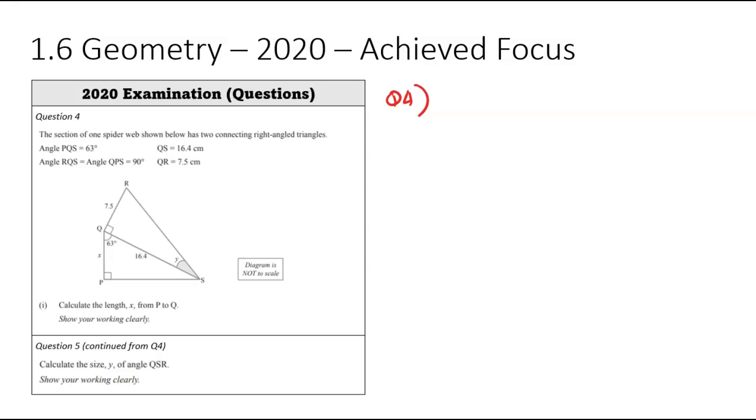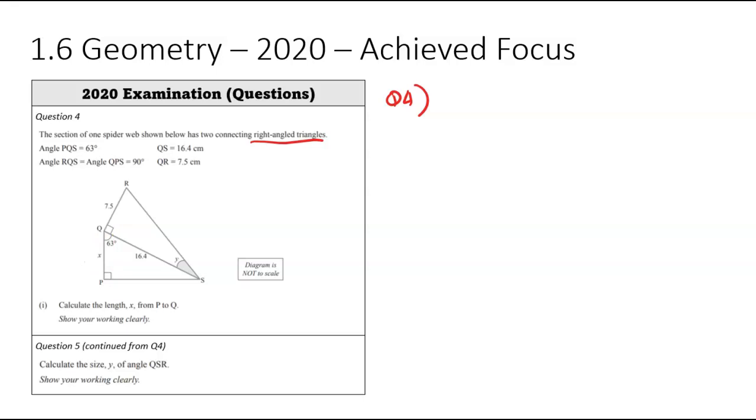So the section of a spider web has 2 connecting right angle triangles, and we can see the right angles floating in down there. We've been told about angle PQS, which is down there, 63 degrees. We've been told about QS, which is 16.4 centimeters. We've been told about angle Q, we've been told about the right angles, we already said that. And then finally, QR, 7.5 centimeters up the top there. We've been asked to calculate X, which is the length from P to Q. So P to Q floating in over there.